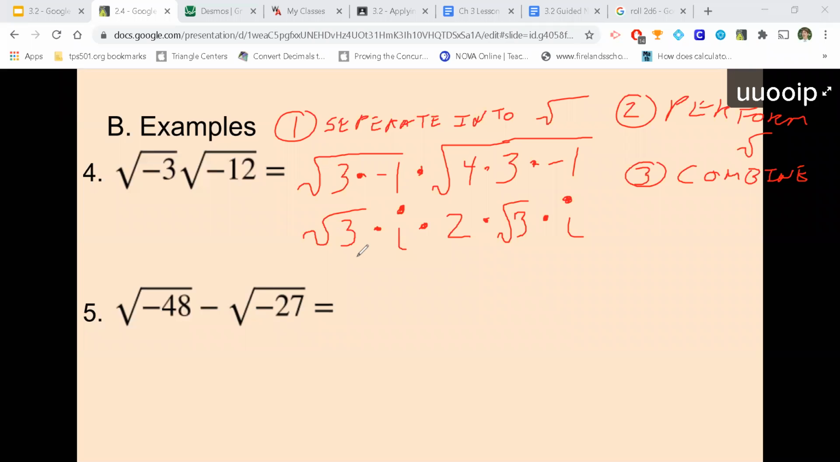So square root of 3, I can multiply by the square root of 3, becomes the square root of 9. But what is the square root of 9? It's just 3.